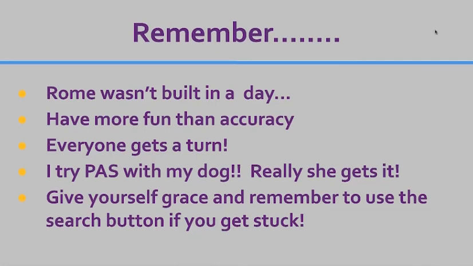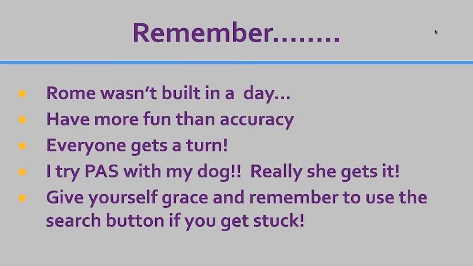So I want you to remember, really, Rome was not built in a day. Please have more fun than worry about accuracy. Everybody gets a turn. And I would try PAS. I would try Partner Assisted Scan. I do it with my dog. I give her a choice between things. She gets it. She gets really happy when I get to the one she wants. So have courage because our kids are way, way, way smarter than my dog. Believe me. Give yourself grace and remember to use the search button if you get stuck.